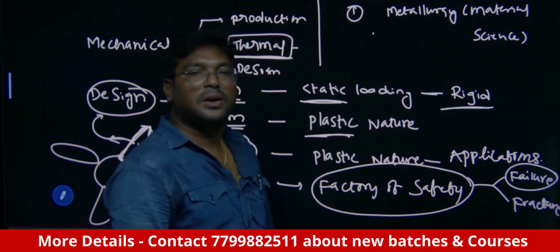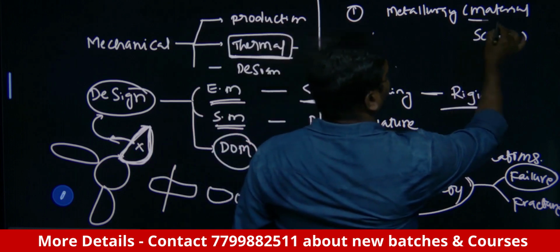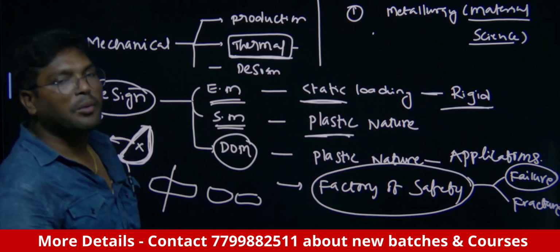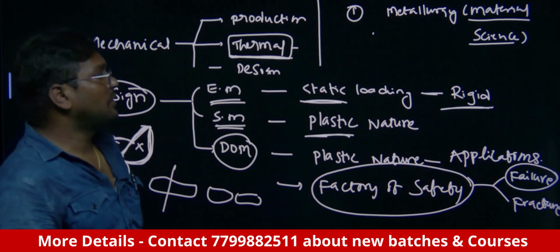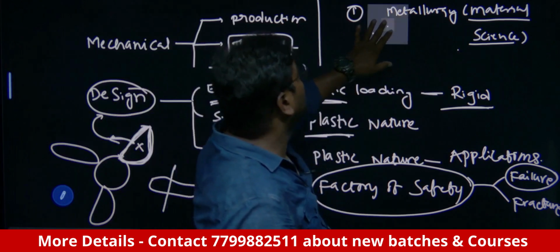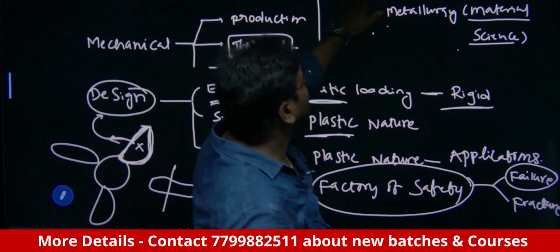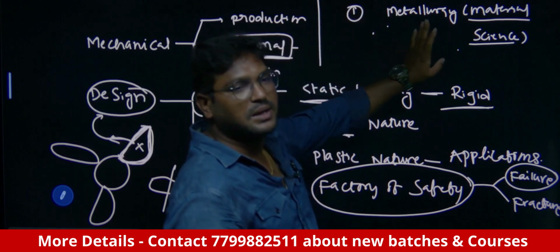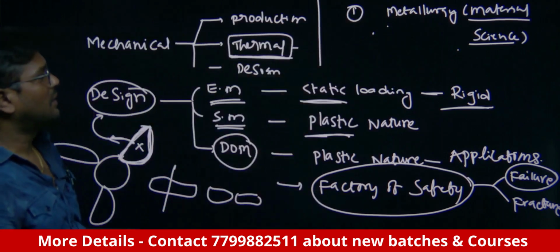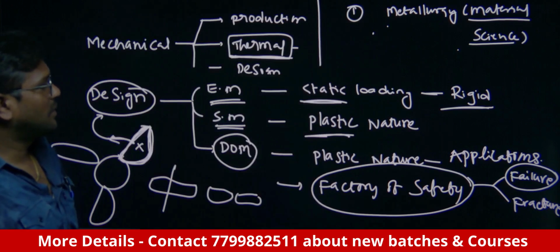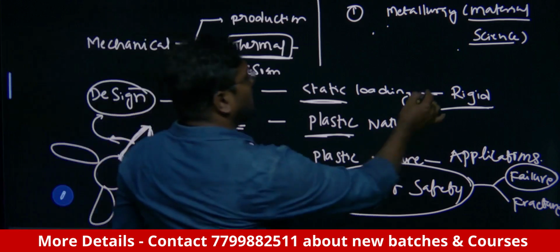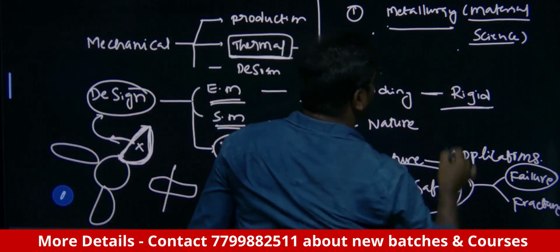So material selection plays a very vital role. That's why we have to study material properties, whether the material will suit the metallurgical conditions or not. This subject, metallurgy and material science, helps you decide what type of material to use, whether it is a ductile material or a brittle material.